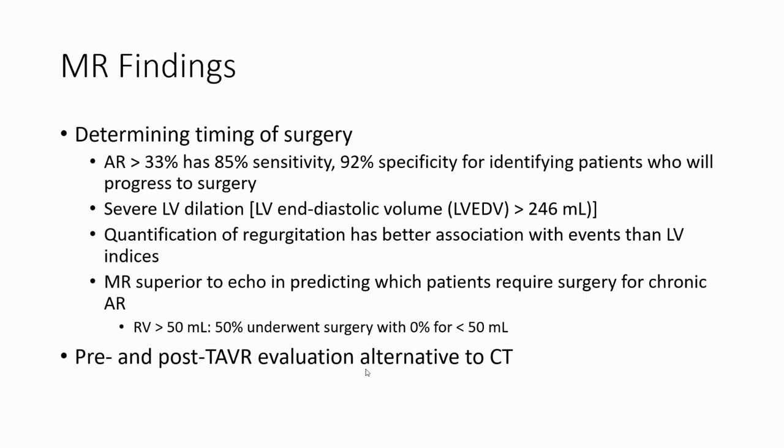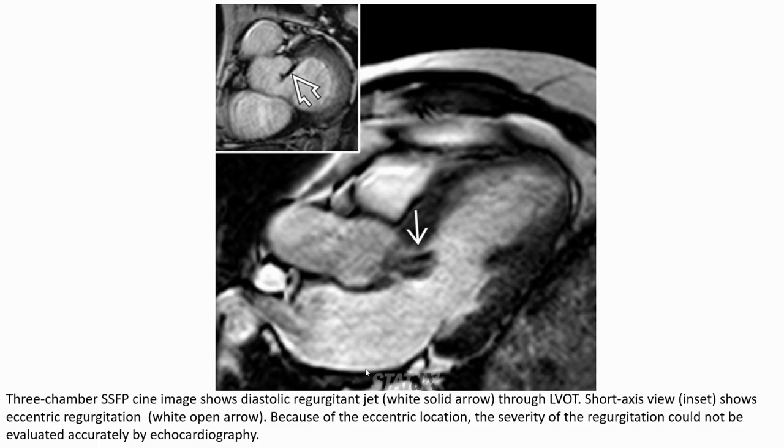It can determine the time of surgery, and pre and post transcatheter aortic valve replacement evaluation, as an alternative to CT. This image shows a diastolic regurgitation jet through the left ventricle outflow tract, an eccentric regurgitation. Because of the eccentric location, the severity of regurgitation could not be evaluated accurately by echocardiography.